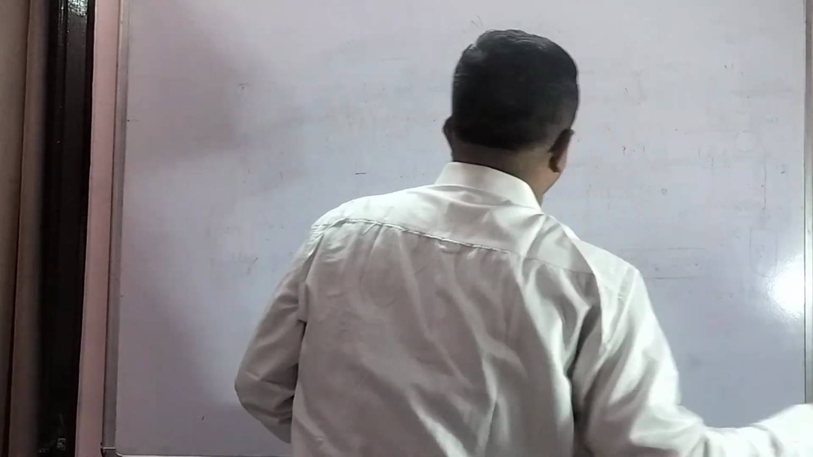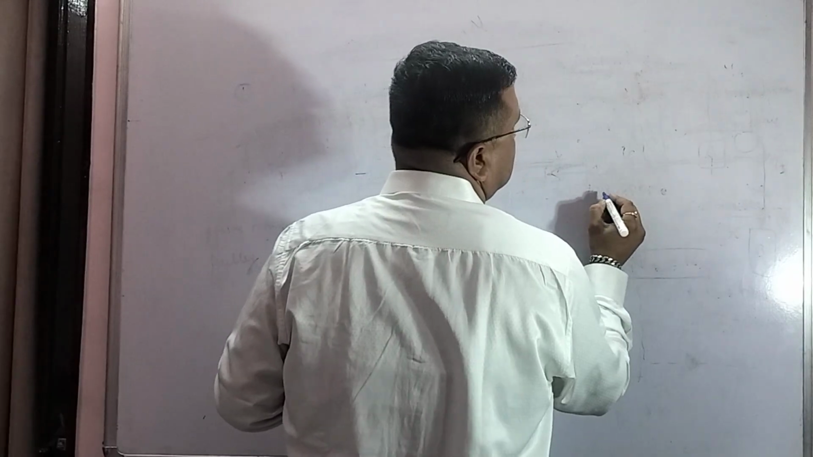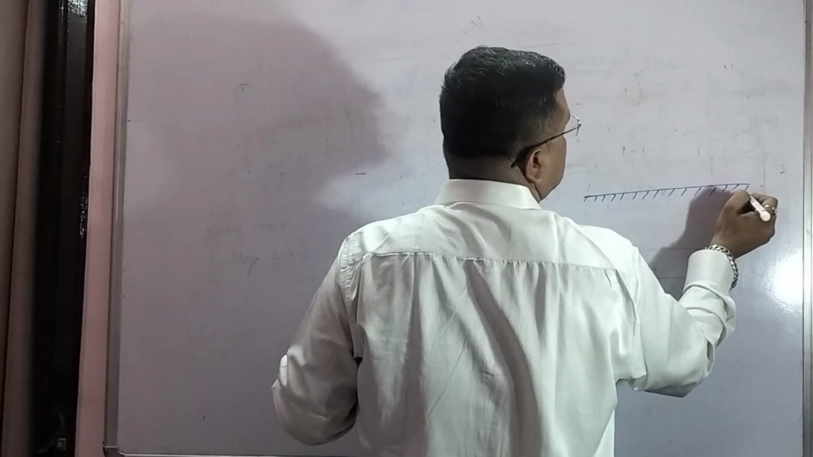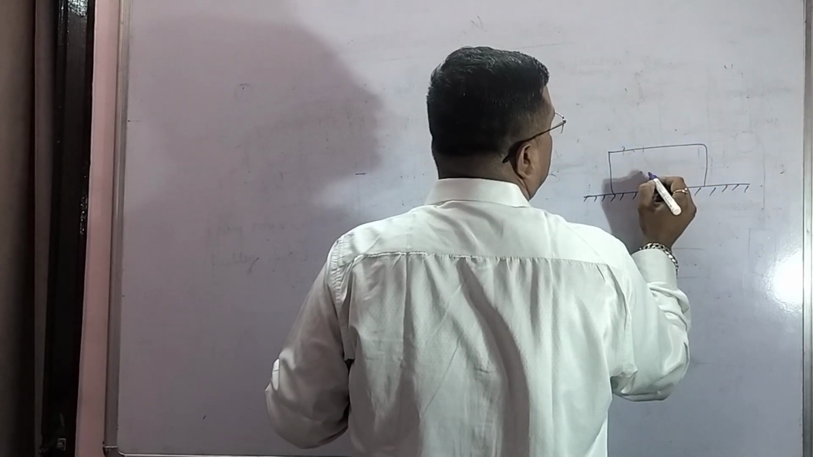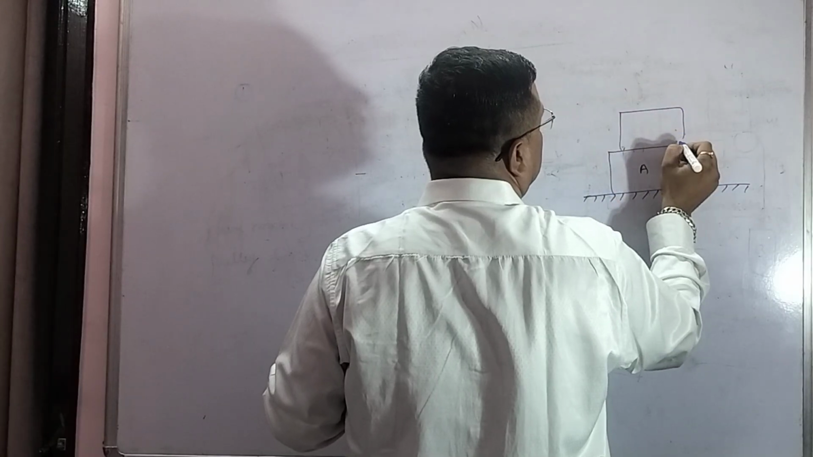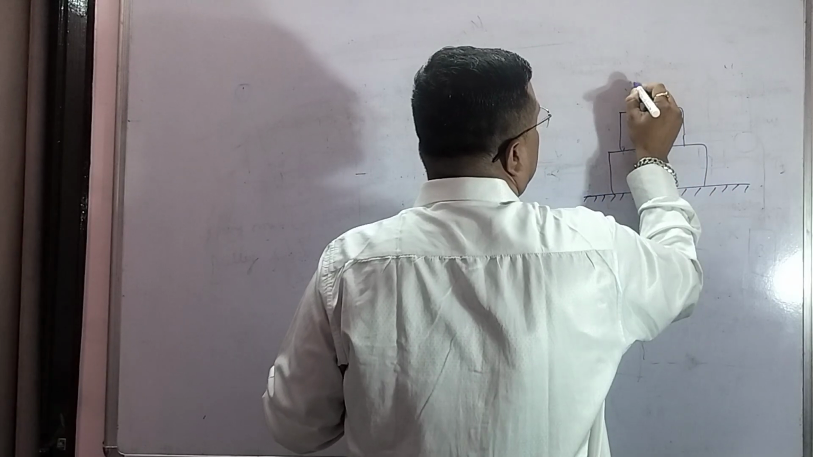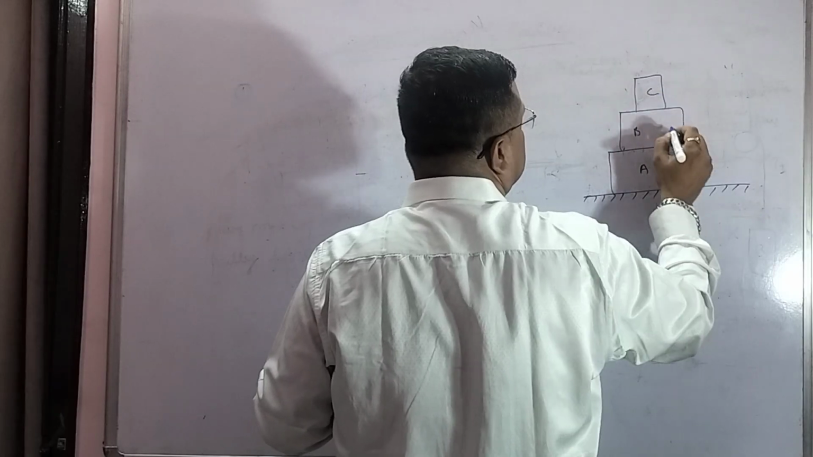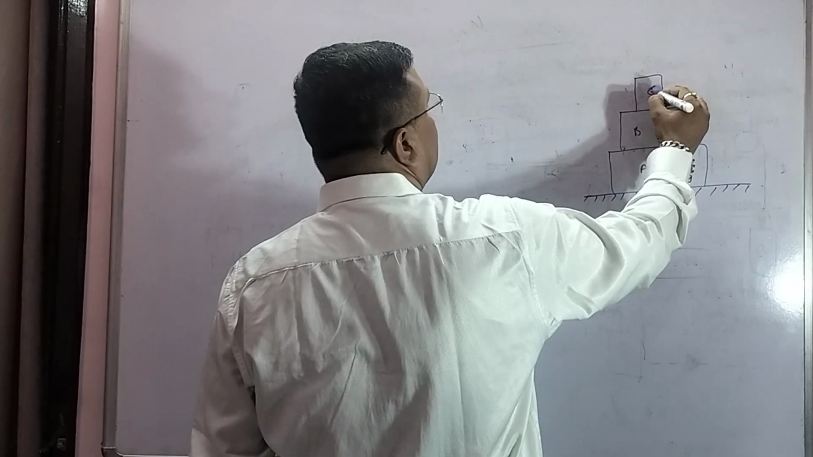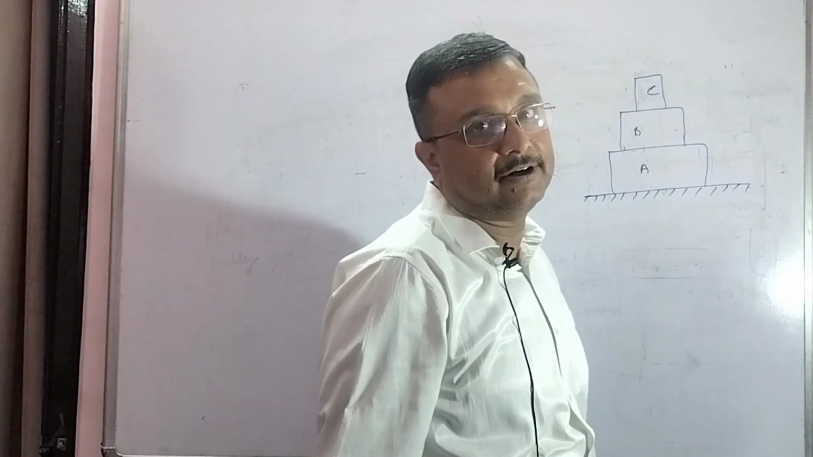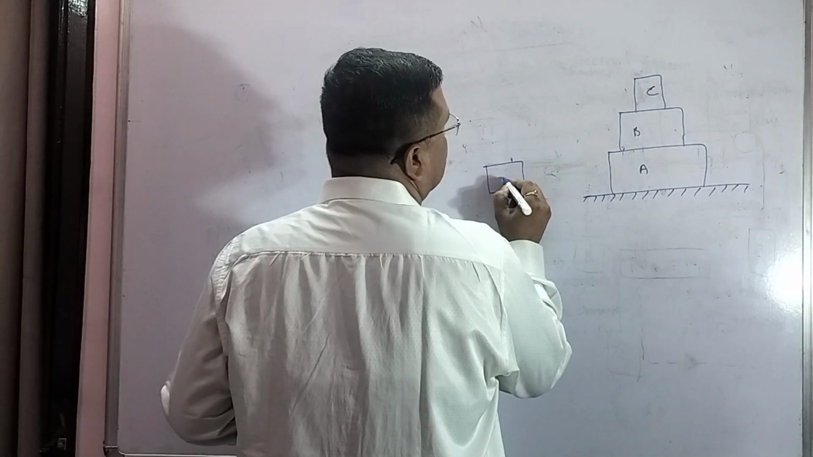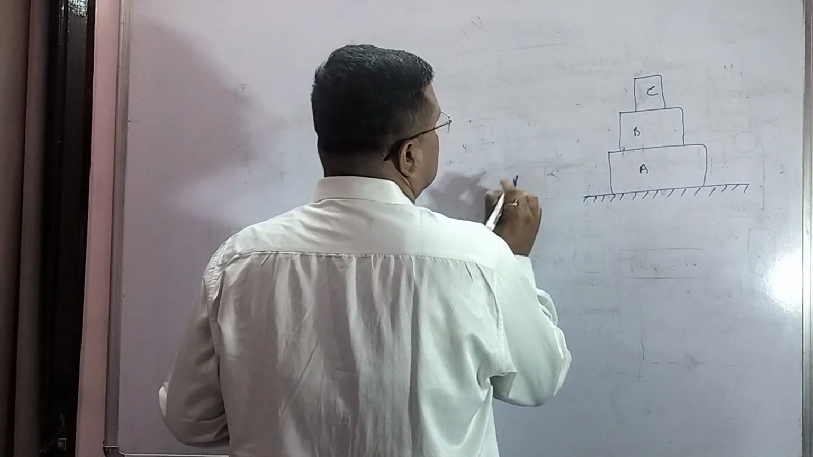Now suppose this is a surface, this is block A on which another block B, on which another block C. And now we have to think how forces are acting on A, B and C. This is simple. First consider A. Don't write block, just consider A.